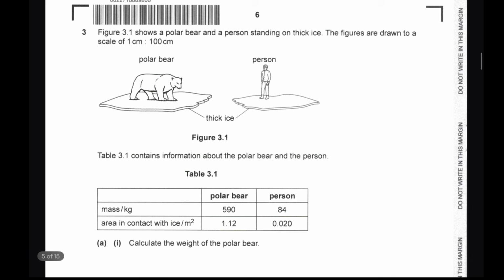There you go. Let's go on to question number 3. So what do we have in question number 3? We've got a polar bear and we've got a person, both on two pieces of thick ice. The table contains information about the polar bear and the person.